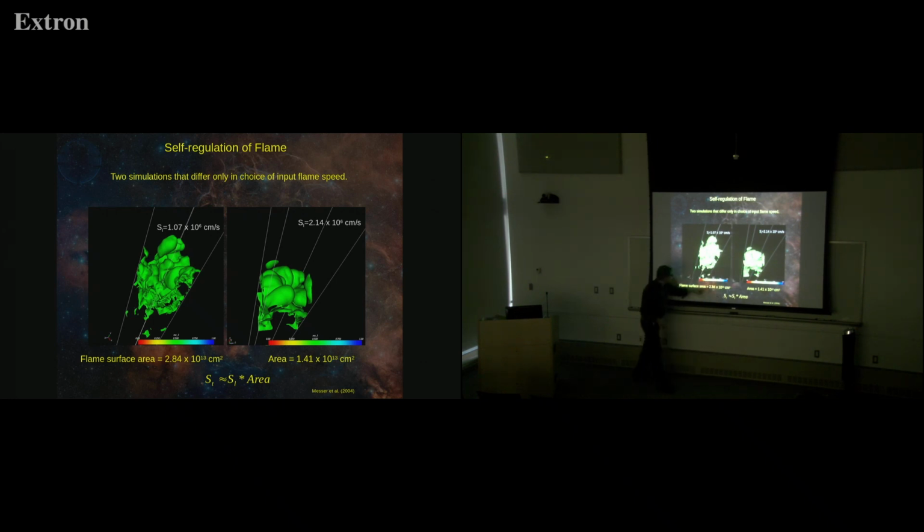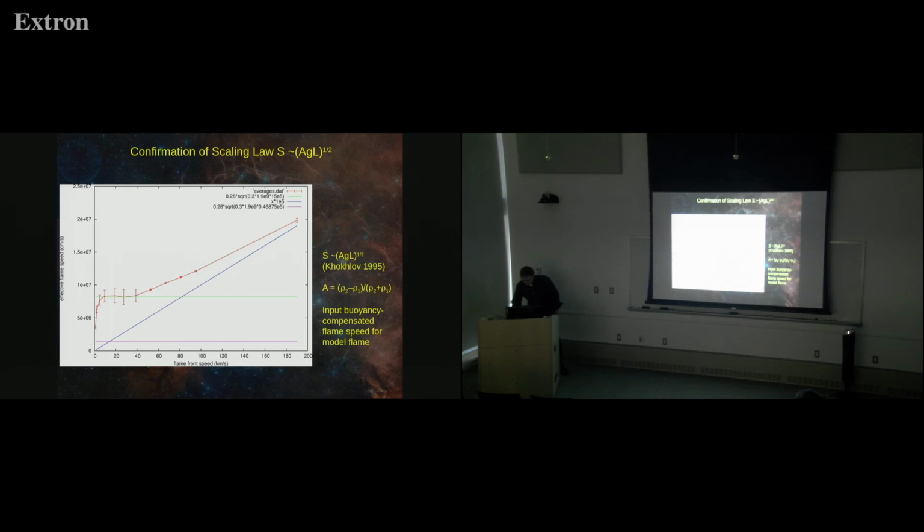In this case you get twice the area as you do over here. But in both cases you wind up with the same burning rate. You've got twice the flame speed and half the area. Half the flame speed and twice the area. And so the flame is self-regulated.